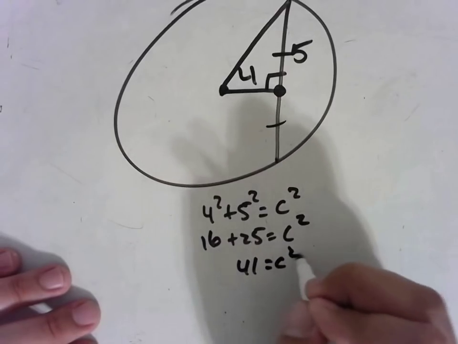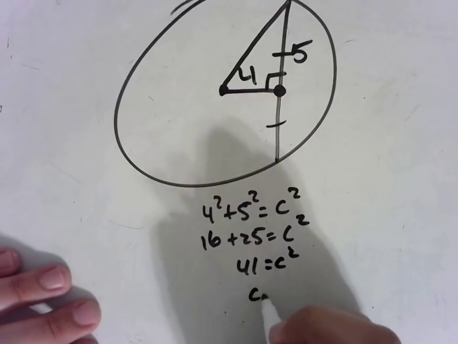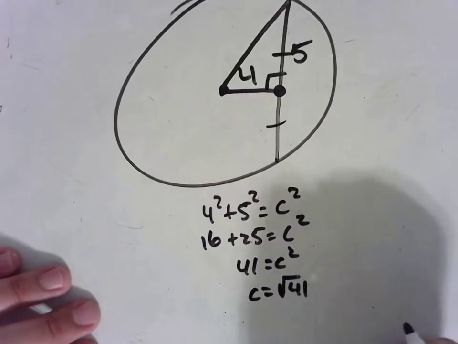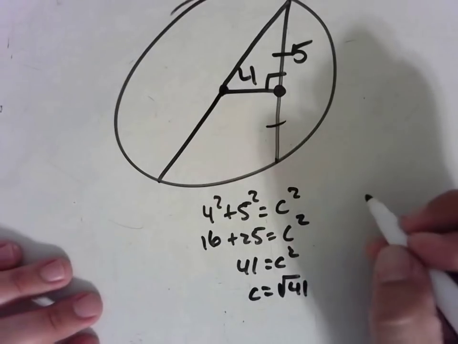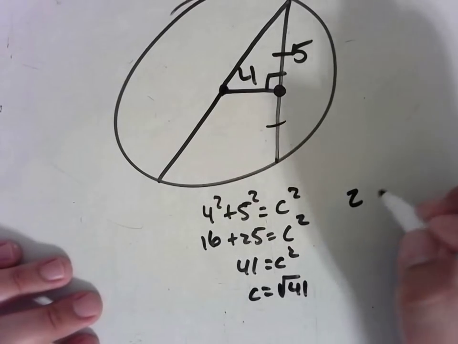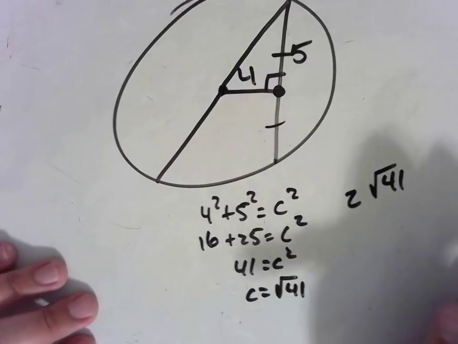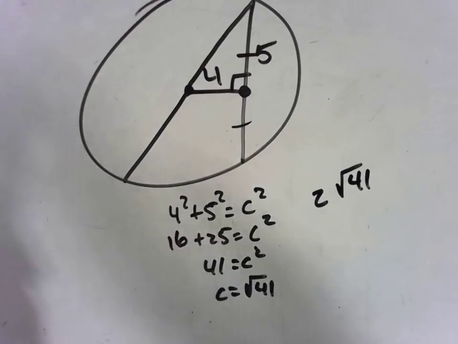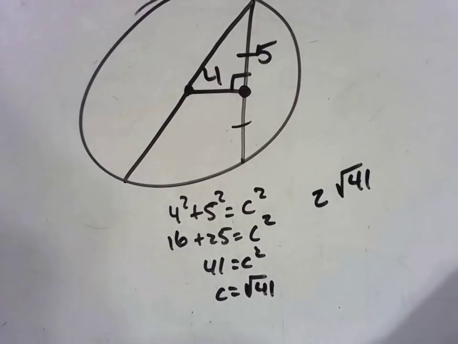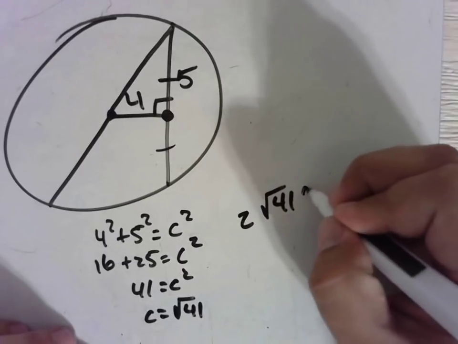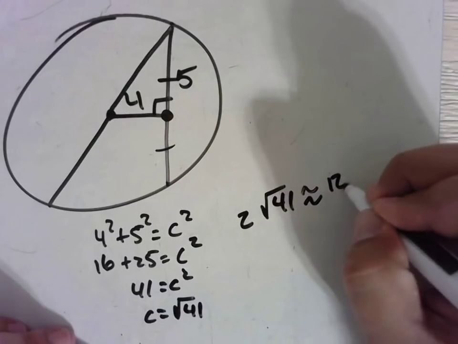41 equals c squared. So c equals the square root of 41. Double that to get the diameter. So the diameter is 2 times the square root of 41. Which, in the calculator, is approximately 12.8.